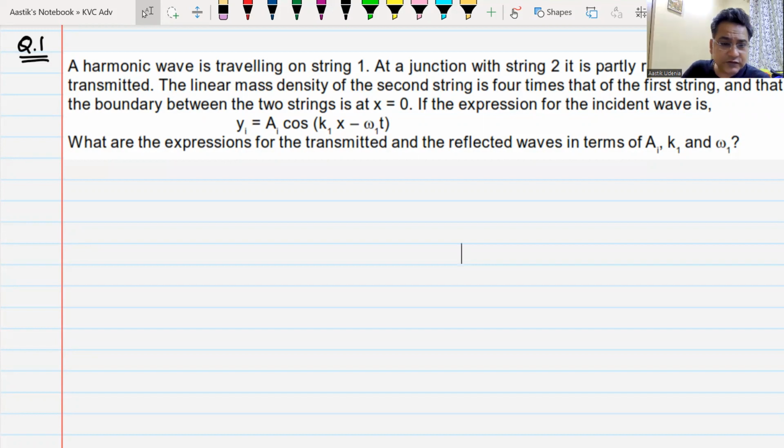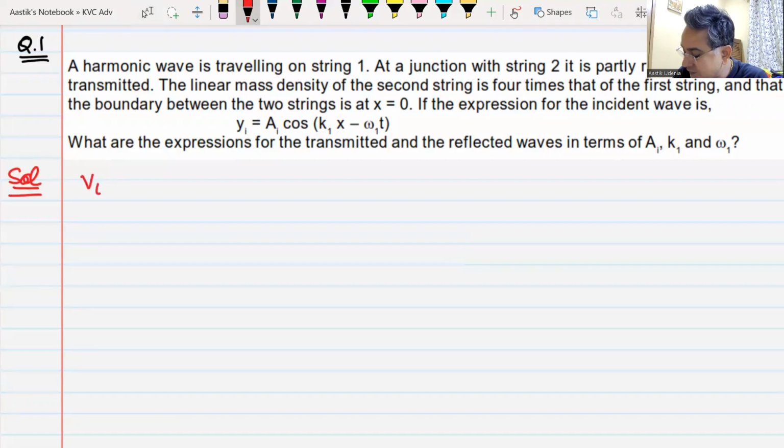I must first find out the relation between the velocities. What is the velocity of the incident wave? Omega 1 by K1. Velocity of the incident wave, Vi, which is nothing but the velocity will remain the same in the incident medium. So velocity V1 will be equal to omega 1 by K1. Yes or no?